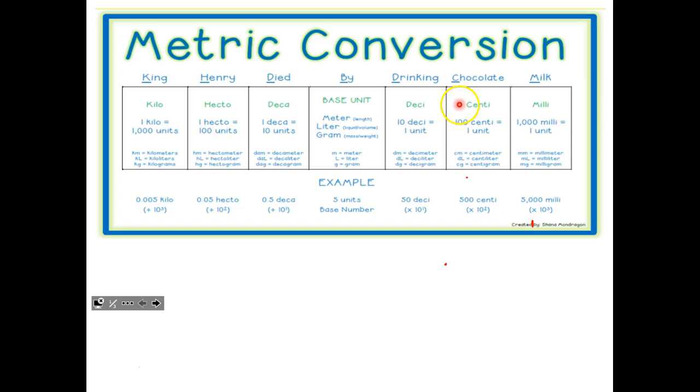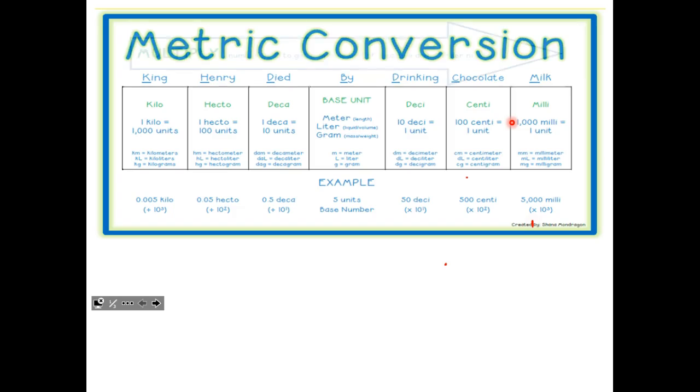A centi, we use centimeters a lot, so a centi is 100 times smaller than the base unit, so 100 centimeters is equal to 1 meter. And then milli, we'll use milli with milliliters a lot, and a milli is 1,000 times smaller than the base unit, so for example, 1,000 milliliters equals 1 liter, liter being the base unit.